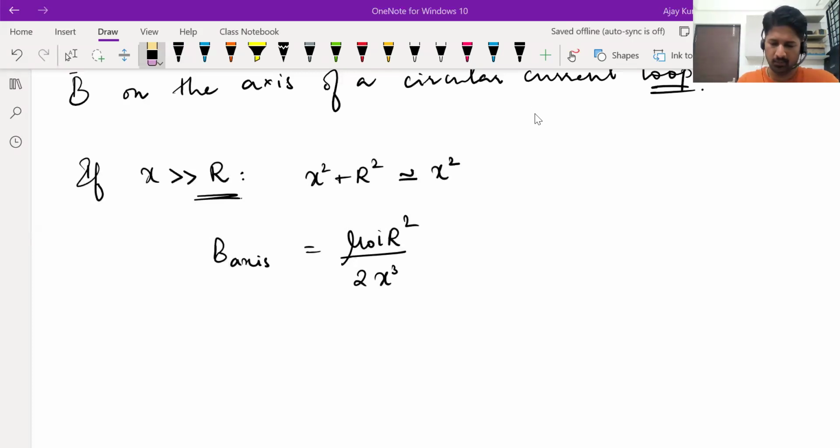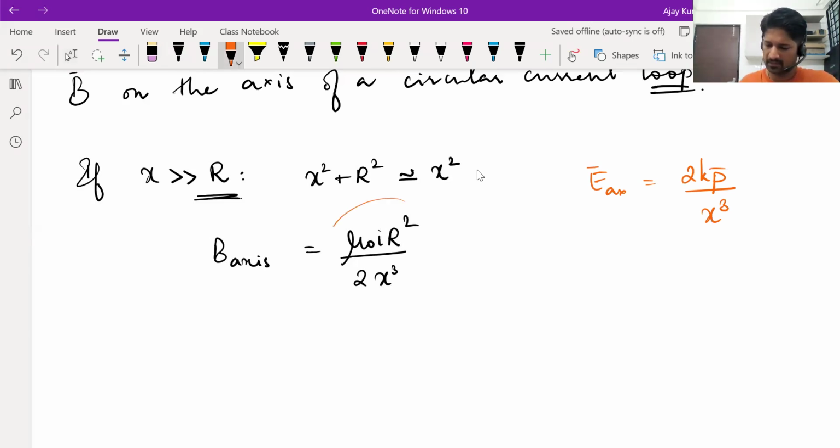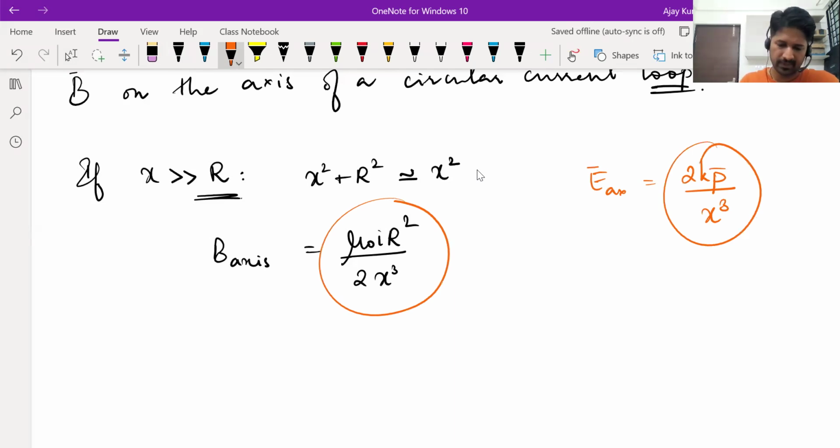Now we noticed some similarity between this formula for axial field and the formula for axial field of an electric dipole. The axial field of an electric dipole is 2kp by x cube. Let us draw an analogy between these two. This is for a magnetic dipole, particularly a circular current carrying coil on its axis. This is for an electric dipole.